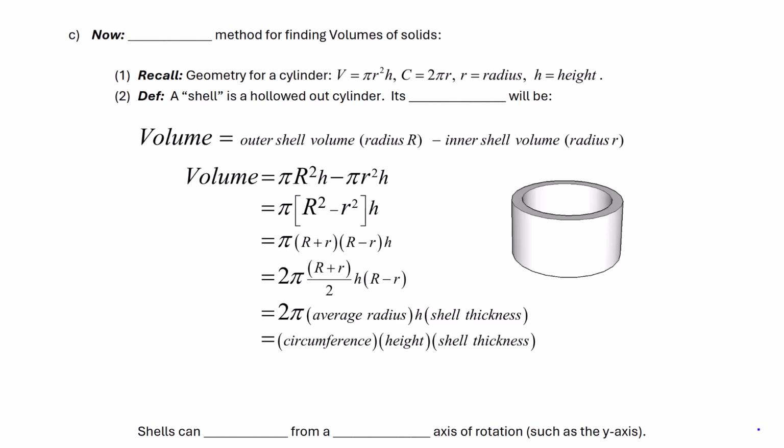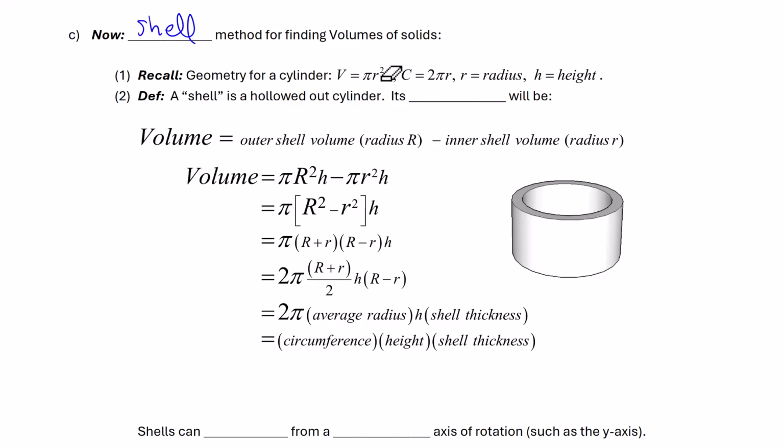So now our method is called the shell method for finding volumes of solids. Let's recall some geometry we're going to need here. So geometry for a cylinder is as follows. The volume is pi r squared h. Now that's just area of the base times the height. That's nothing too earth-shattering for us. We've been using that kind of thing already.